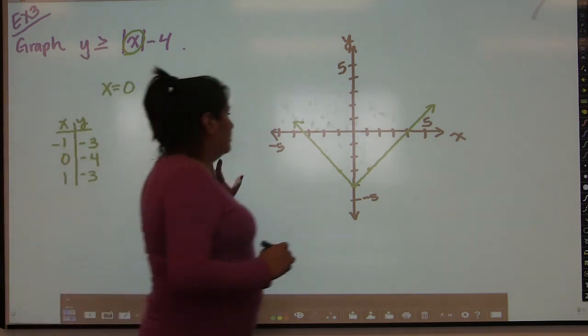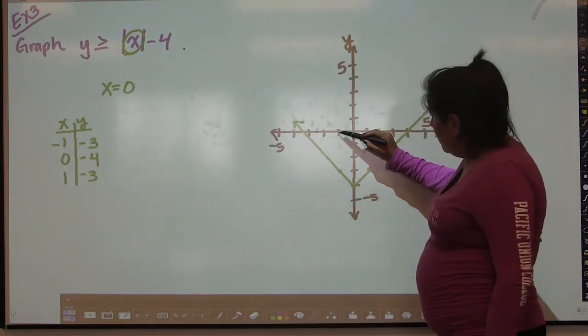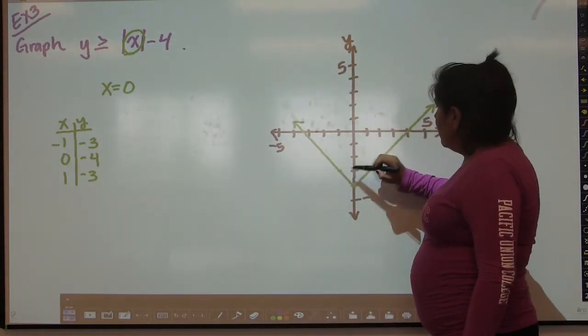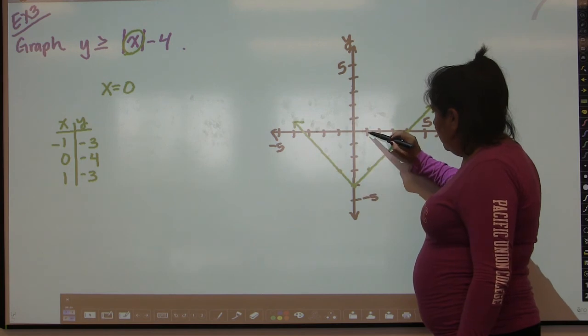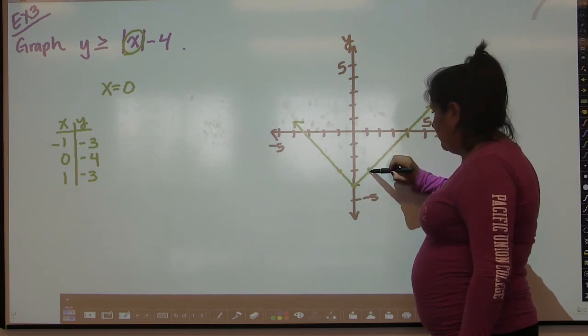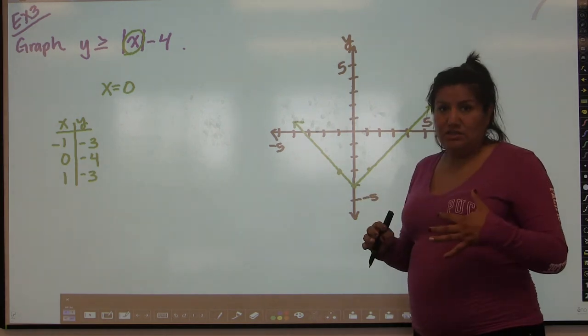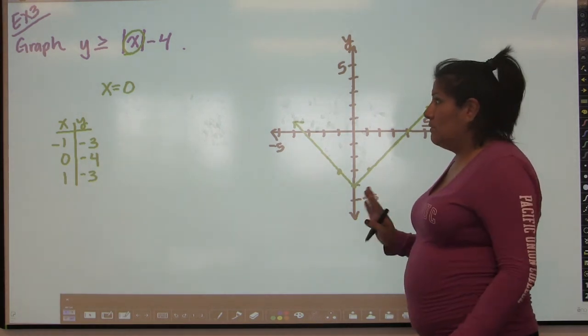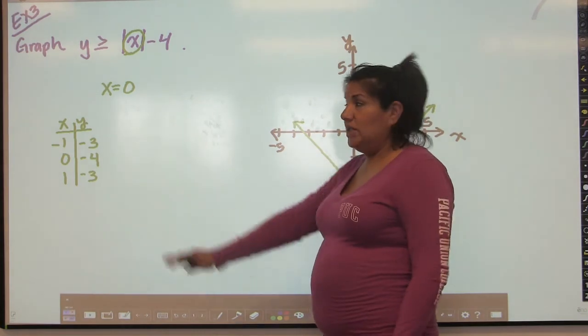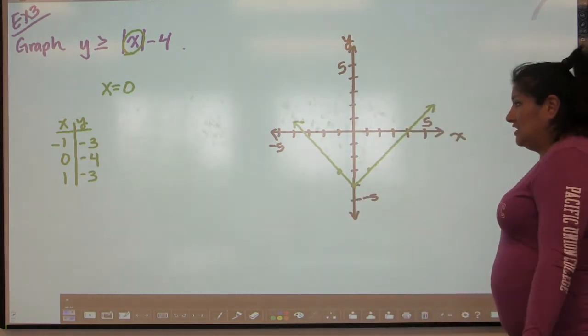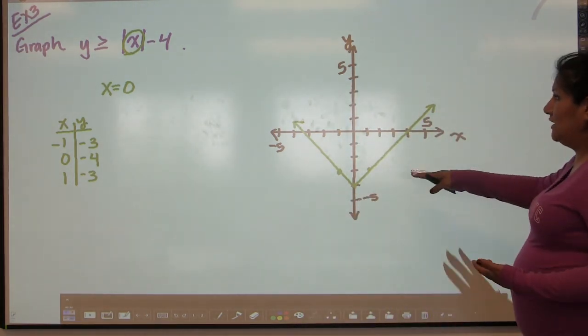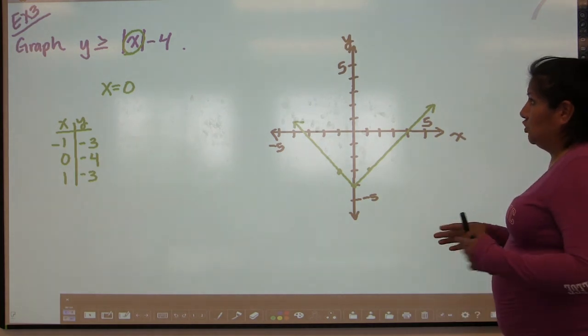So when you plot those points, you will notice that at -1 we got -3, 0 is -4, and 1 is -3. So we have the same values of the points here. It's just that with translations you can do it a lot faster. So just want to remind you that you can still use the t-table if you need to, but it is in your best interest to graduate to being able to do it with the shortcut way.